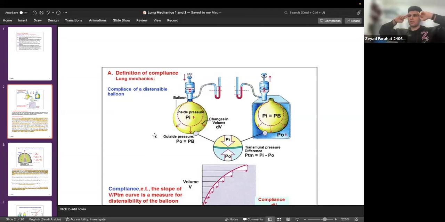Think of it. How do I increase the size of the balloon? I am a lung. I need to expand. I need to inspire. How do I increase the size? Okay, how do you increase the size?